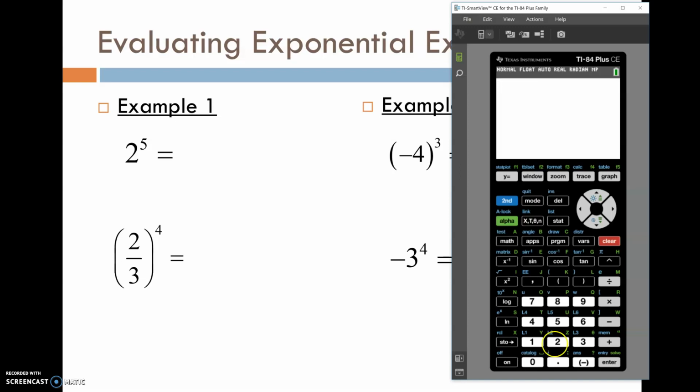So to raise 2 to the fifth, we do 2, caret button, 5. I wrote a 2 instead of a 5. You should get 32.